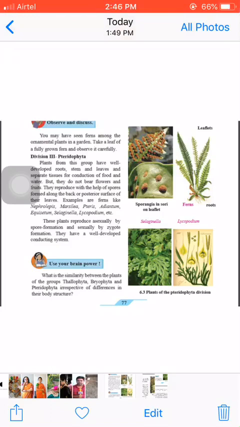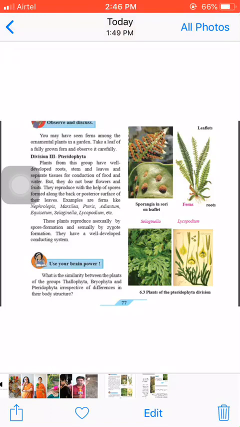They don't have flowers, that is why they can't make fruit, so flowers and fruits are absent. They reproduce by spore formation, and these spores are located inside the sporangium in the case of fern, and asexually by spore formation, and sexually also they reproduce by zygote formation. So in both ways they can reproduce, sexually and asexually.